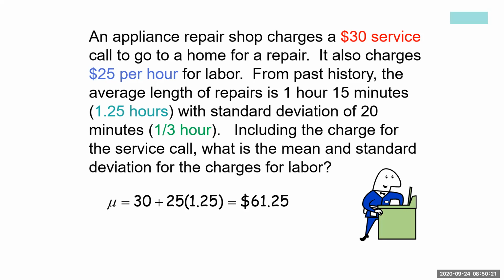Well, what's the standard deviation? Standard deviation, think of it kind of as wiggle room. If on average somebody's going to pay 61.25, about how much could it go above or below that value? Standard deviation is the average distance from the mean. So we're going to take our hourly rate 25 times 1/3, because on average, the wiggle room might be 1/3 of an hour. And it could be, give or take, 8.33. So if I'm going to look at a good range of prices that I would have to pay for calling this appliance repair shop out, it could be 8.33 above 61.25 or 8.33 below 61.25. So think of standard deviation as your wiggle room. On average, what is the difference going to be from the mean?